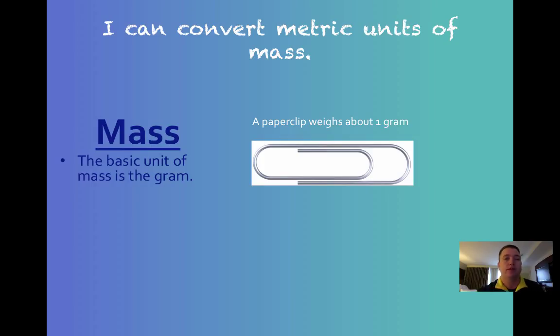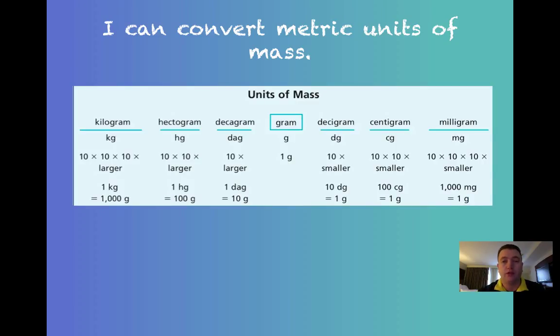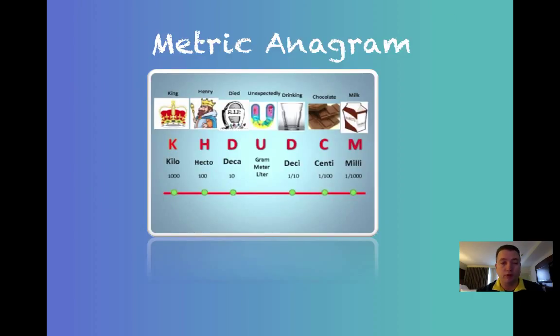All right. So again, you'll see that this looks the same as it has in the last 3 videos. The only thing that's changed here is our unit. You can see that all of the words now end in gram, but the prefixes have not changed at all. They're still the same prefixes they've always been. And again, the metric anagram works here as well. King Henry died unexpectedly drinking chocolate milk, with the only major change here being the unit that we're doing. Obviously, we're talking about 2 totally different things when we're talking about a liter and a gram, but for the purposes of converting them, they work exactly the same.